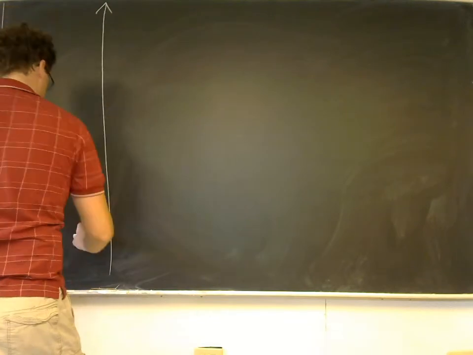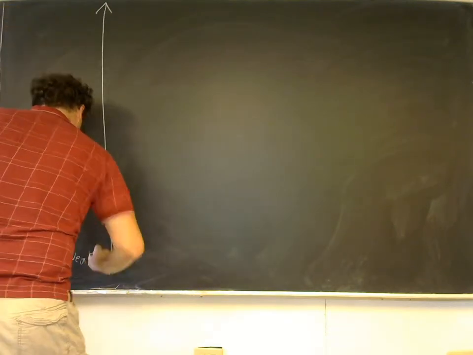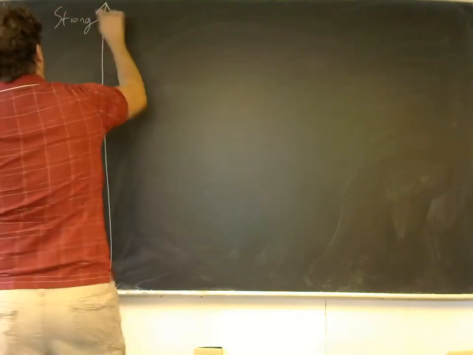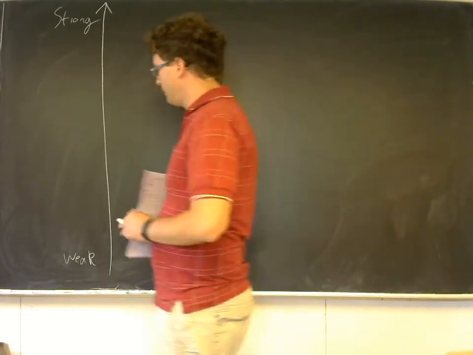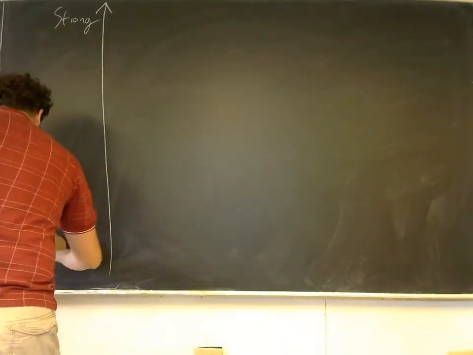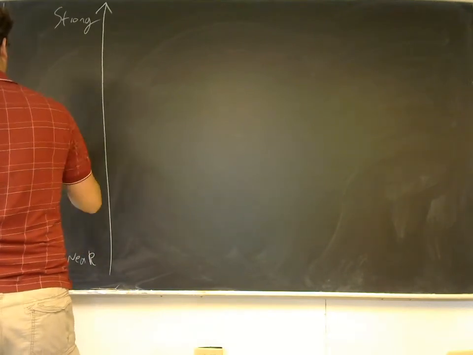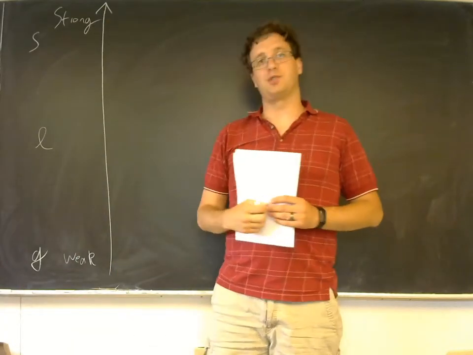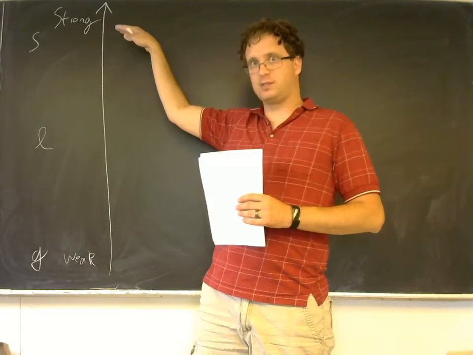Okay, and these are weak intermolecular forces on the left, on the bottom, and strong intermolecular forces at the top. And the weak ones are things that are gases at room temperature. Intermediate ones would be liquids at room temperature, and strong ones would be solids at room temperature. So stronger intermolecular forces have high melting points and high boiling points.